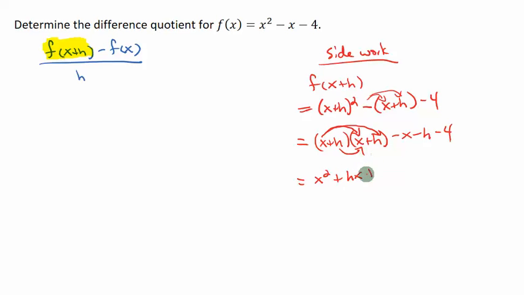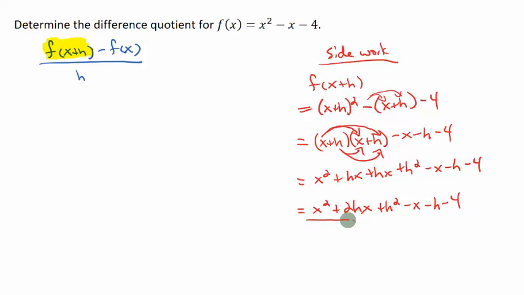Distribute my h and I get hx, and I get h squared. And then I clean it up if I can. I can't combine, there are no other x squared terms. I've got one hx plus one more hx, giving me 2hx. I don't have any other h squared terms, no other x terms, no other h terms, and no other constant terms. So this is f of x plus h. Okay?